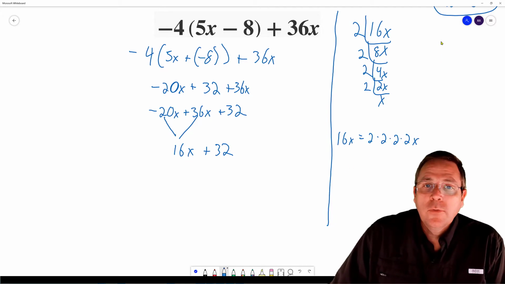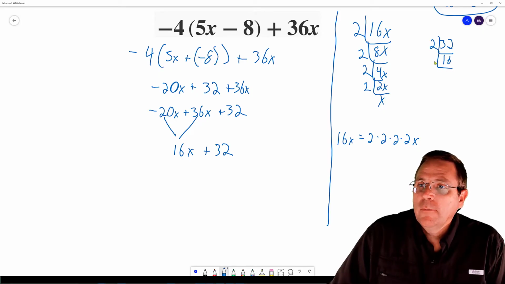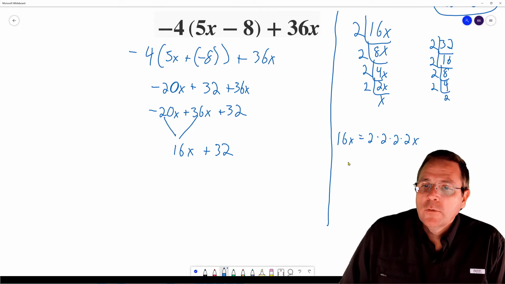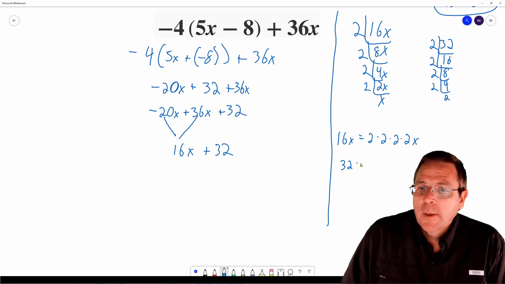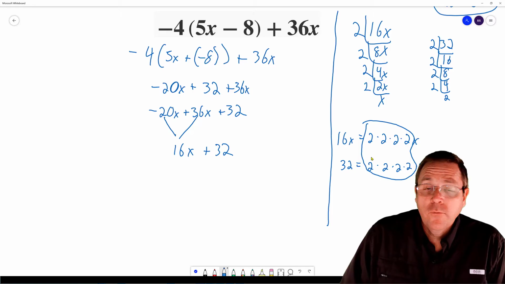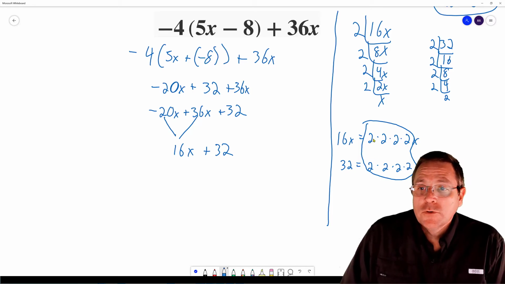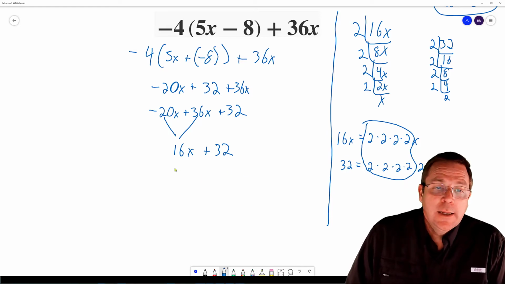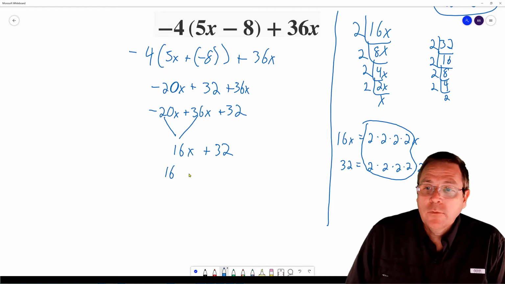And then when we do the 32, 32 is equal to 2 times 16, which is 2 times 8, which is 2 times 4, which is 2 times 2. So what is 32 going to be? It's going to be 2 times 2 times 2 times 2 times 2. What do they share? They share those 4 2's. And those 4 2's, 2 times 2 is 4, times 2 is 8, times 2 is 16. So now my greatest common factor is 16.